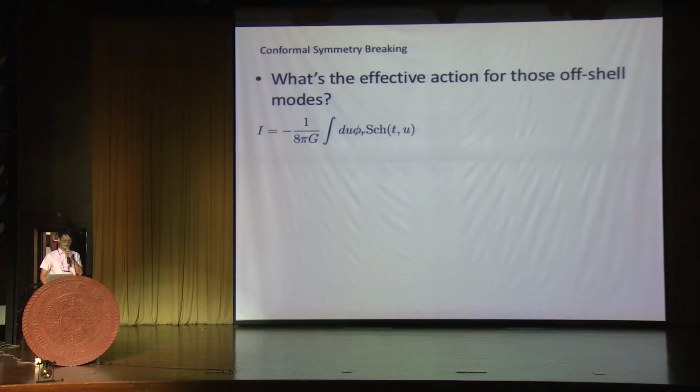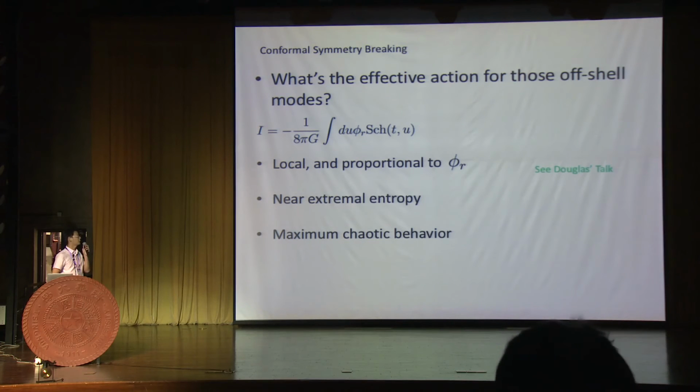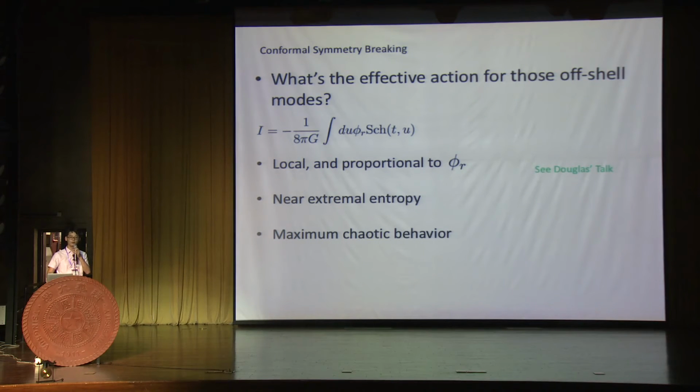The answer is the Schwarzian derivative with coupling phi_r, where phi_r is the renormalized dilaton boundary value. This has a few properties. First, it's local and proportional to phi_r, as it should be. Second, it explains the near-extremal entropy. If you do a saddle-point evaluation, you find it's linear in temperature. The third is that it gives you the maximal chaotic behavior. This is also discussed in Douglas' talk this morning.